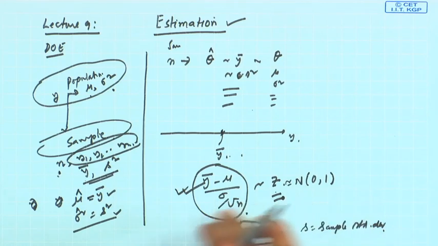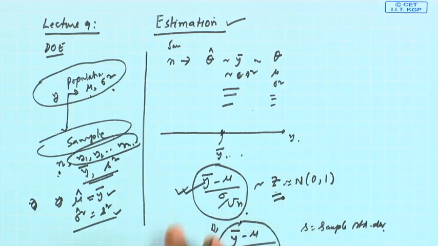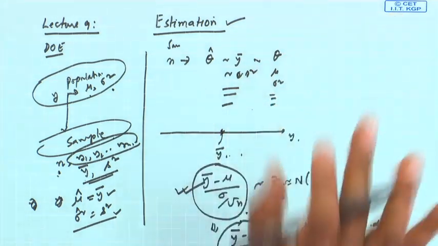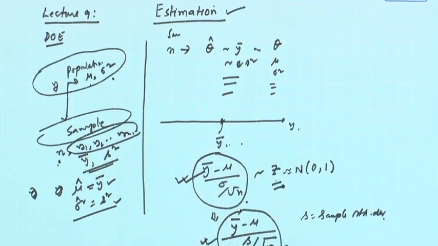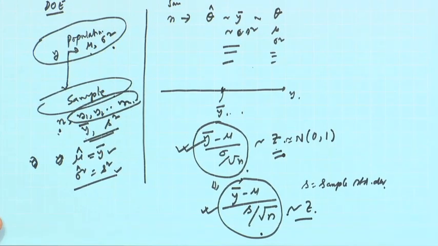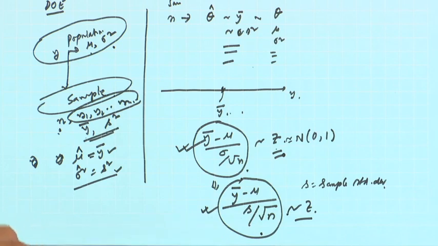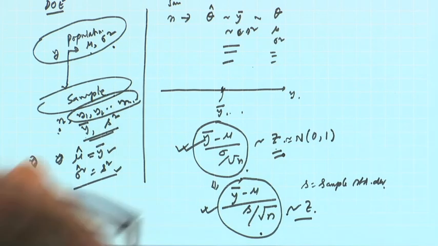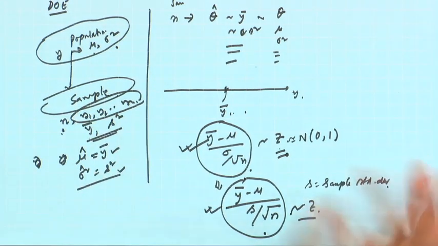If sigma is unknown, you use this and take n as a large quantity, a large sample size. This also follows the Z distribution, that is, the unit normal distribution. If n is less than 30, that means it is a small sample size, then the distribution is not known.